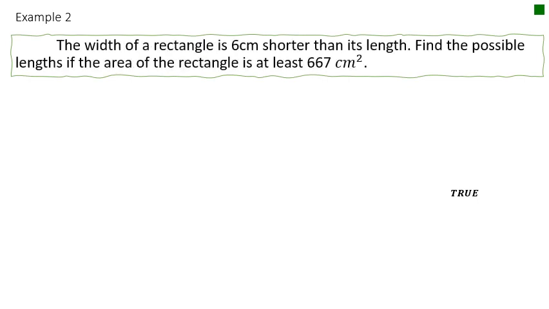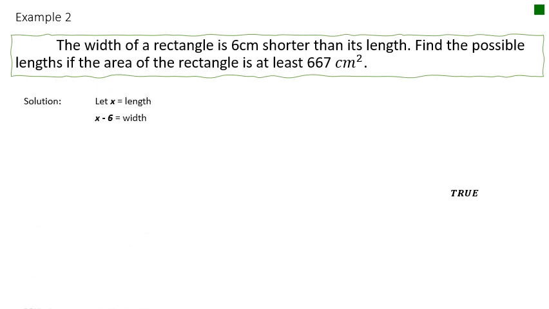So this time, the next example natin, we will have problem about rectangle na naman, area of rectangle. So, the width of a rectangle is 6 cm shorter than its length. Find the possible lengths if the area of the rectangle is at least 667 square centimeter. Same lang din.